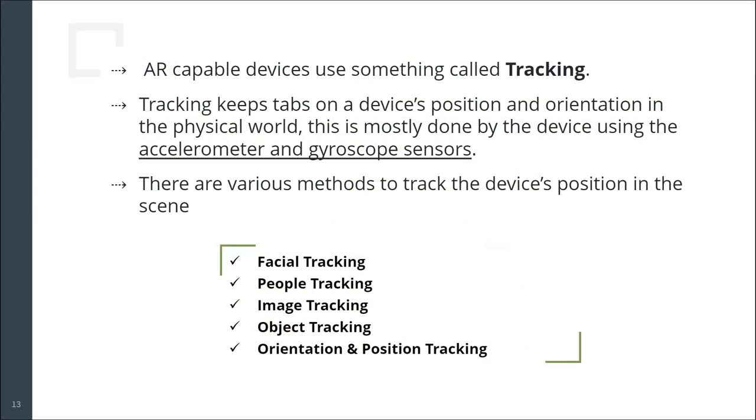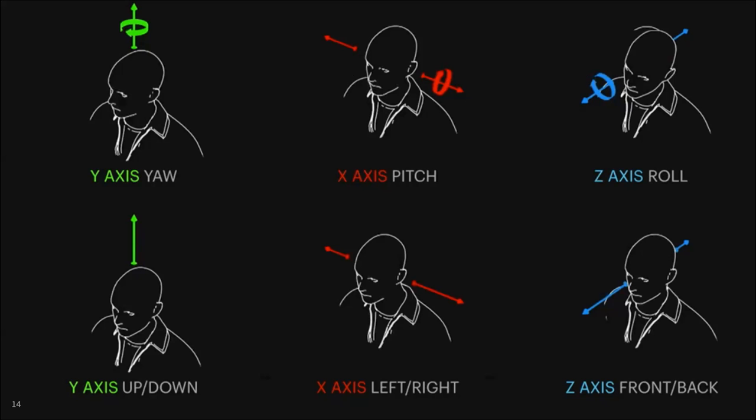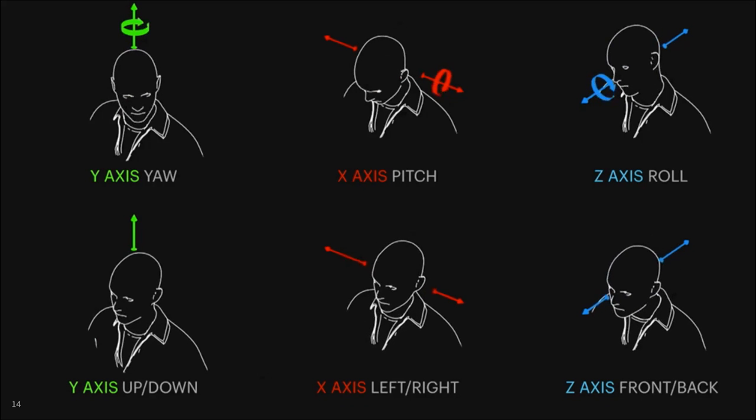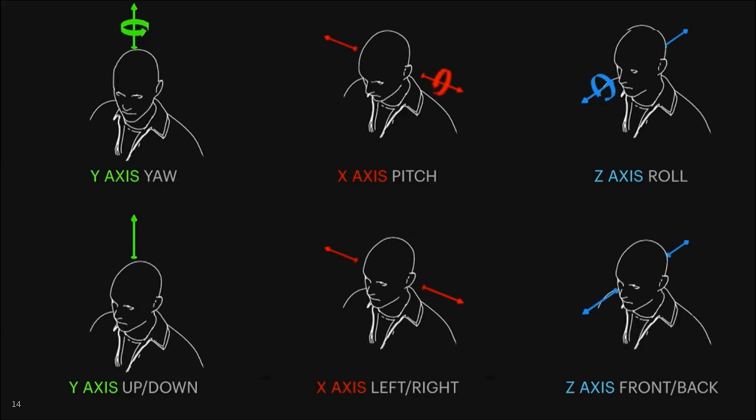AR capable devices use something called tracking. Tracking is usually done by accelerometer and gyroscope sensors. And there are different methods of tracking: facial tracking, people tracking, image tracking, object tracking, orientation and position tracking. And these are the ways in which a face is being tracked in Spark AR: in the y-axis, x-axis, and z-axis.